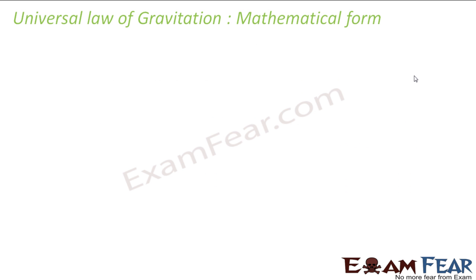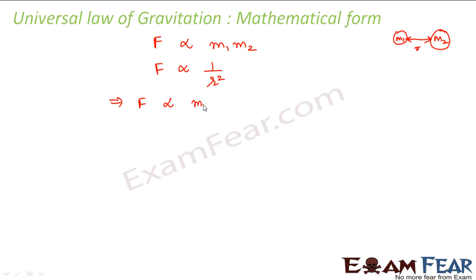Now let us look at the mathematical form of the universal law of gravity. As I mentioned before, as per the statement, the force of attraction between any two objects, if I have two objects m1 and m2, and the distance between them is r, then force is directly proportional to the product of the masses. Force is inversely proportional to the square of the distance between them. So from these two, we can say that force is directly proportional to m1 m2 divided by r square.